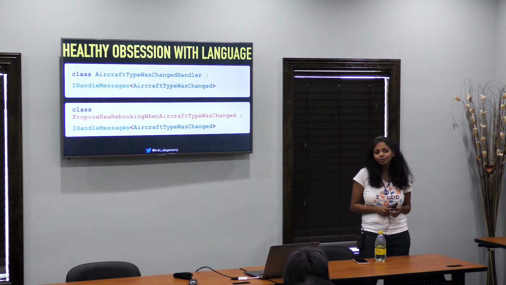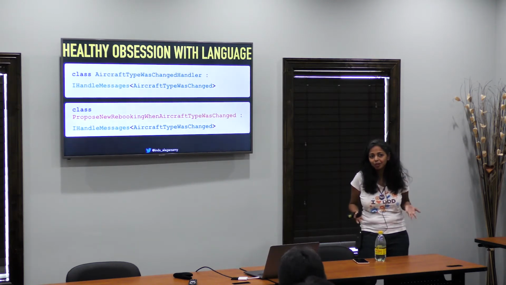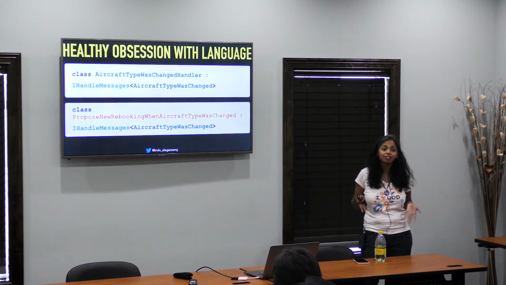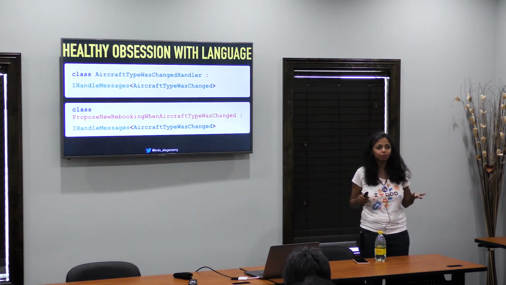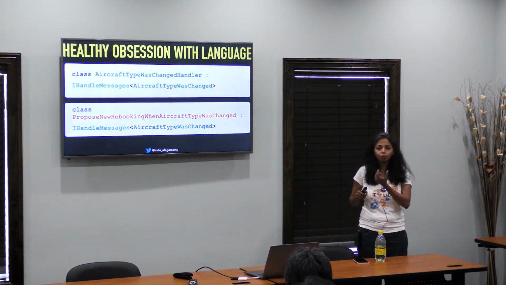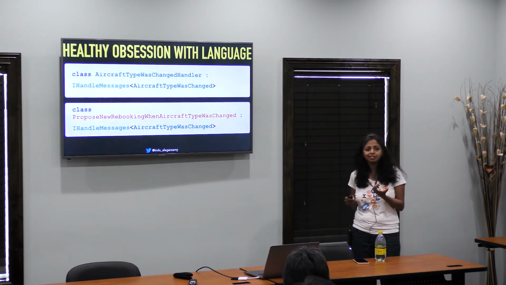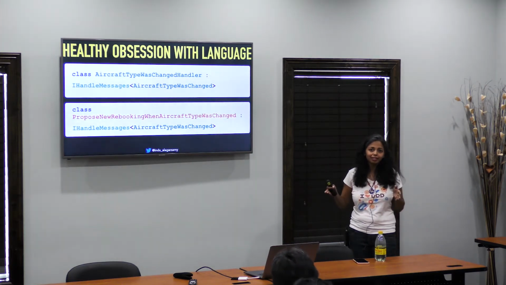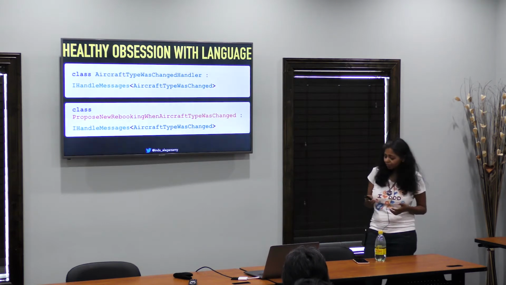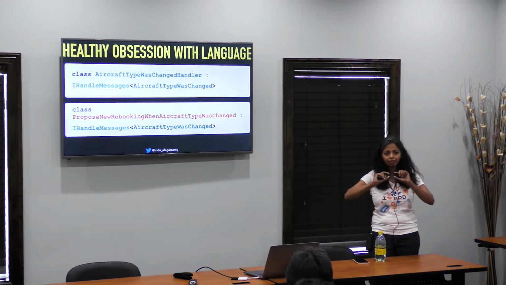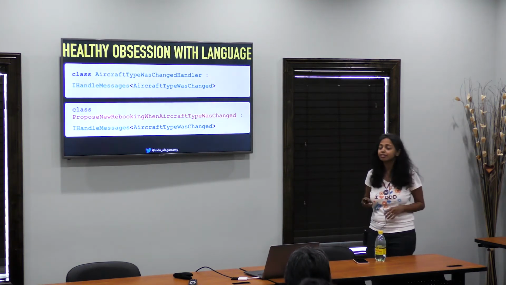However, if you really ask yourself, that doesn't tell you much about what that thing is actually doing. That thing is actually trying to propose a new rebooking. So the word handler is just an implementation detail. You don't need to attach handler to the class name. You just say what that class was meant to do. So get rid of the handler, and make the class name actually tell you what it's doing.